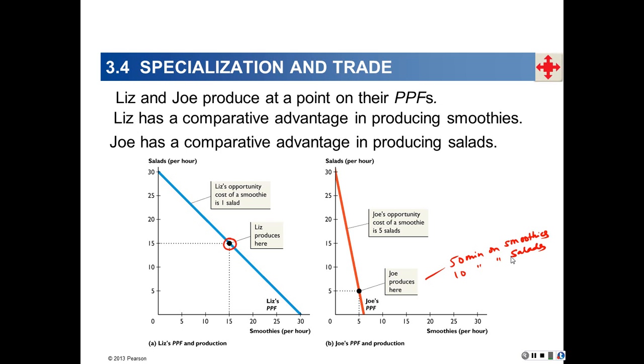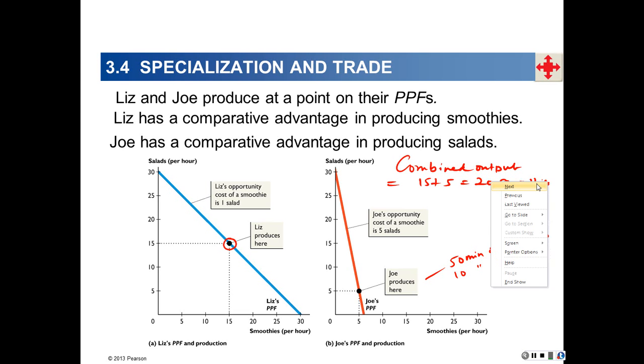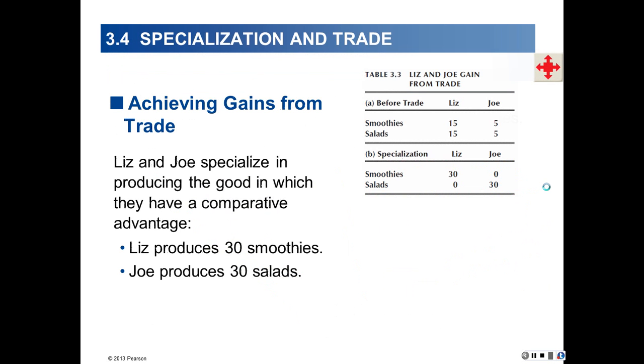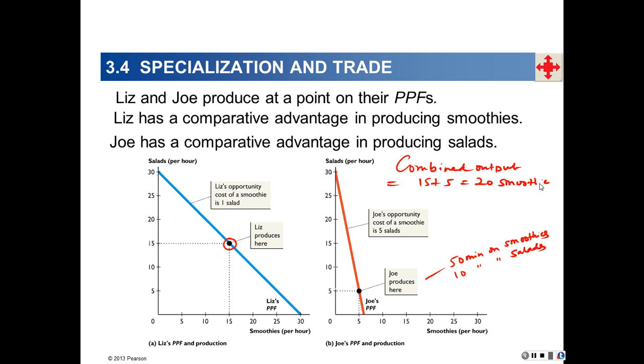Correct? What is their combined output in this case? Their total output of smoothies and salads, how much is it? Well, combined output is equal to 15 plus 5 equals 20 smoothies. 20 smoothies, and we have again 15 plus 5 equals 20 salads.